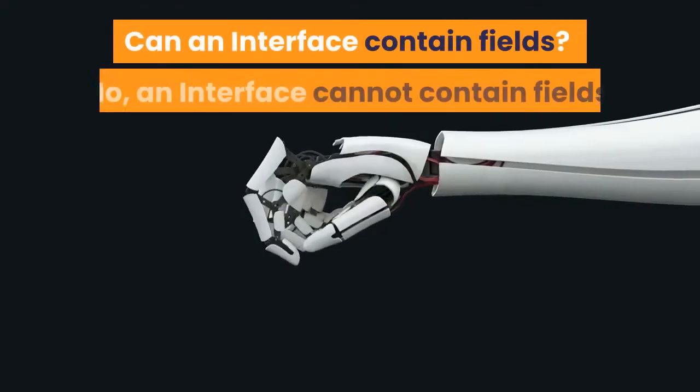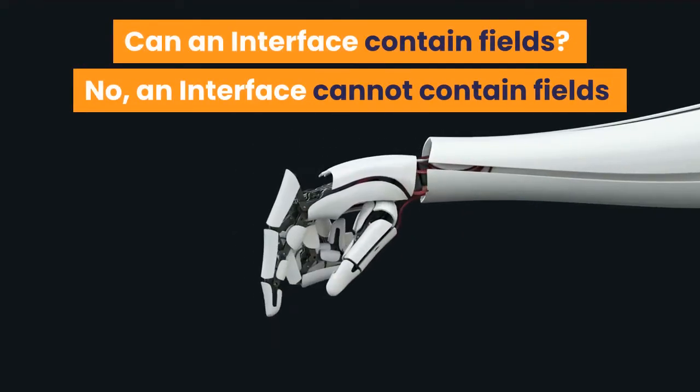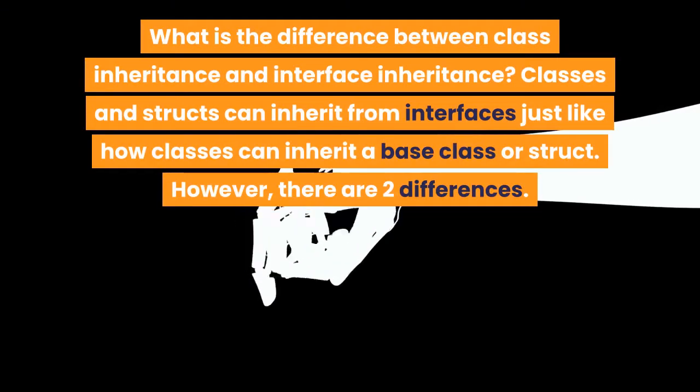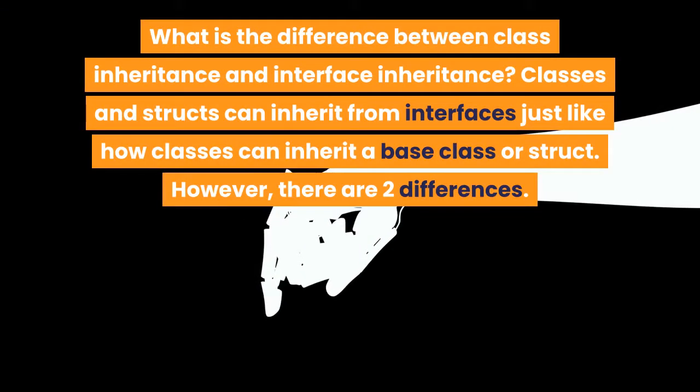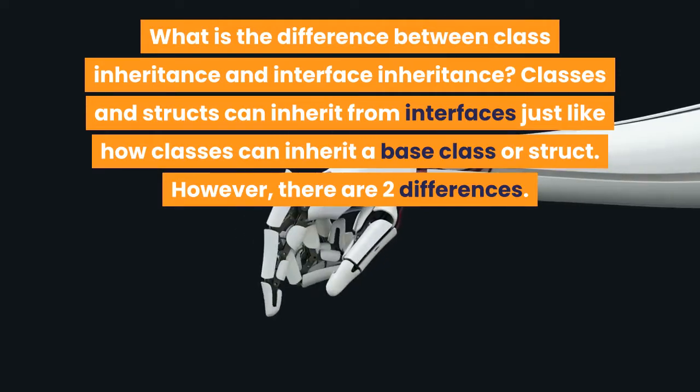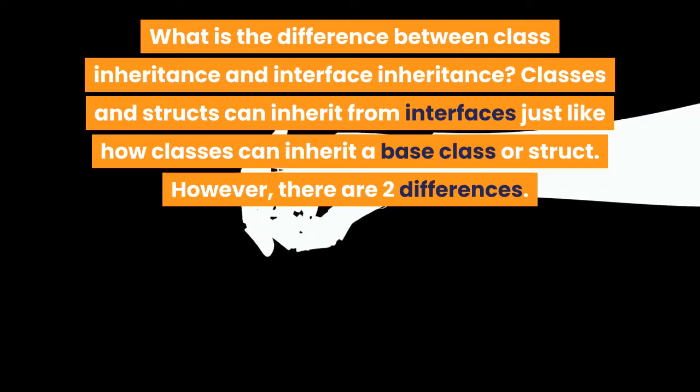Can an interface contain fields? No, an interface cannot contain fields. What is the difference between class inheritance and interface inheritance? Classes and structs can inherit from interfaces just like how classes can inherit a base class or struct. However, there are two differences.